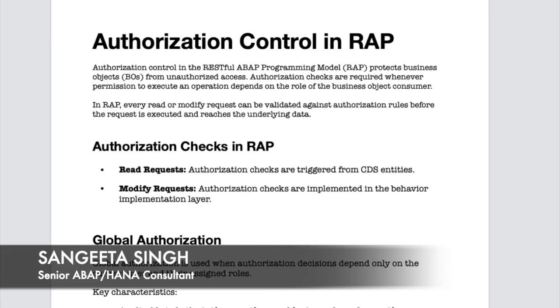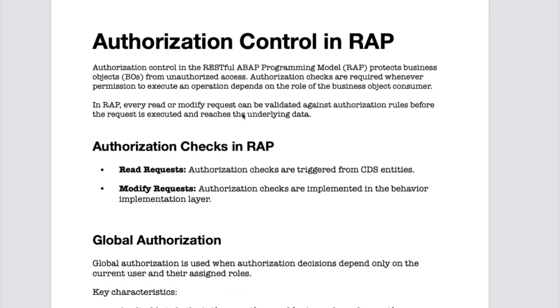Today we will discuss authorization control in RESTful application programming. First of all, what is authorization control? Authorization control in the RESTful application programming model protects business objects from unauthorized access. Okay, so only authorized users will be able to access the business objects.